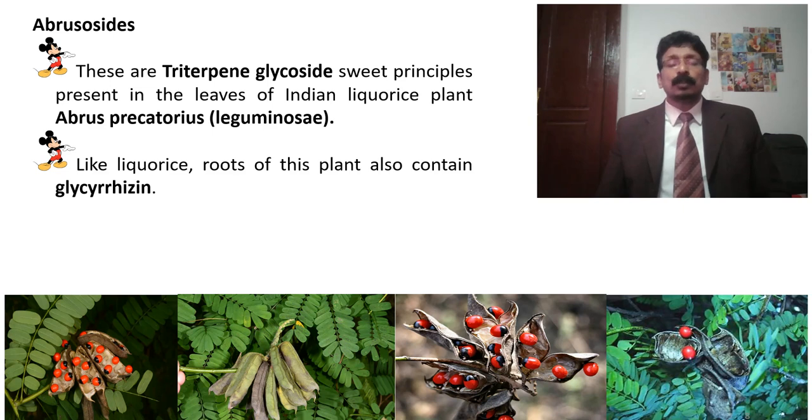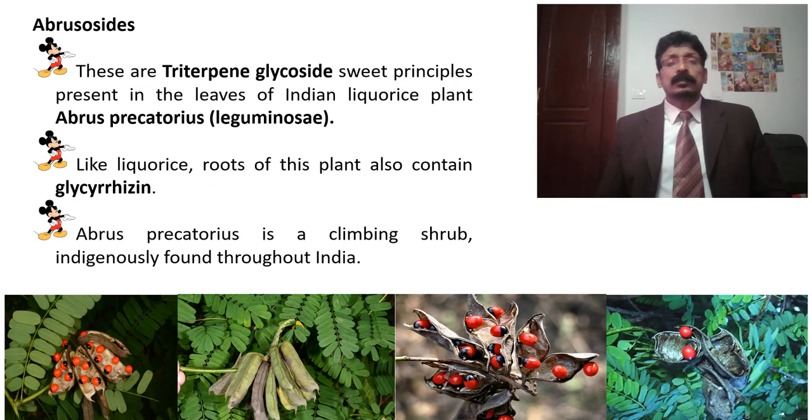Like licorice root, this plant also contains glycyrrhizin. Licorice root, that is Glycyrrhiza glabra, which you might have studied. This is Abrus precatorius or aureus, leguminaceae family. It also contains glycyrrhizin, a triterpene glycoside. Abrus precatorius is a climbing herb indigenous, found throughout India. It is a triterpene glycoside. So these are the non-saccharide varieties of natural sweetener. You should remember the classification, and always read so that you can remember the names of the plants and what is the constituent responsible for the sweetening agent.